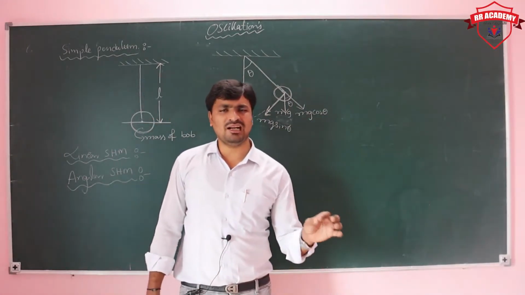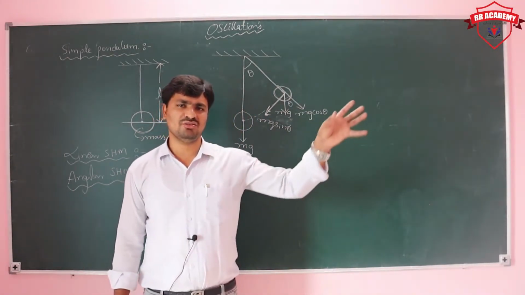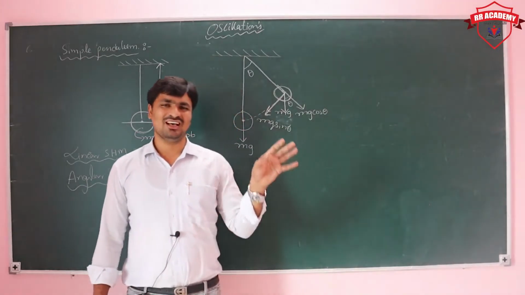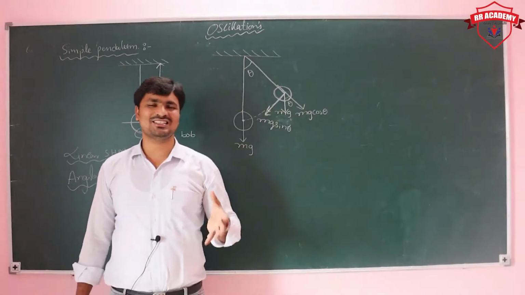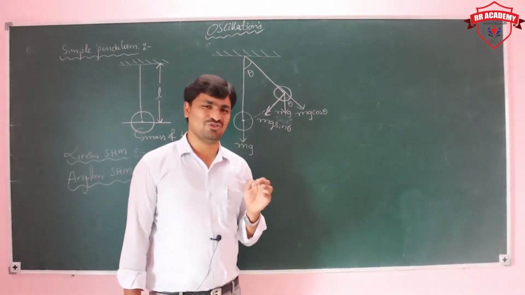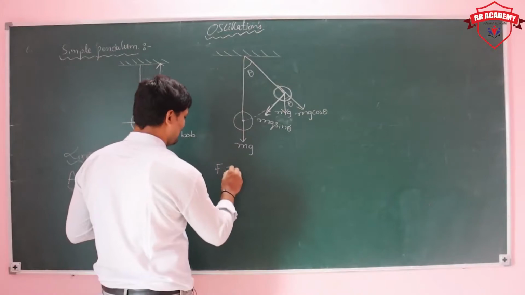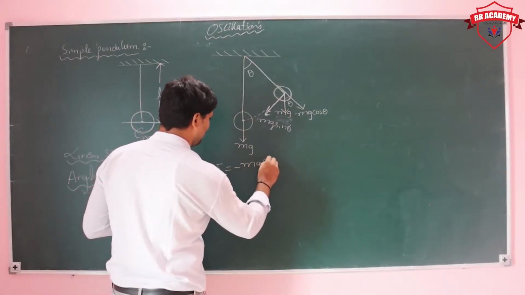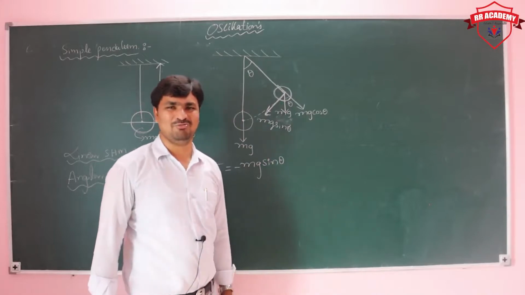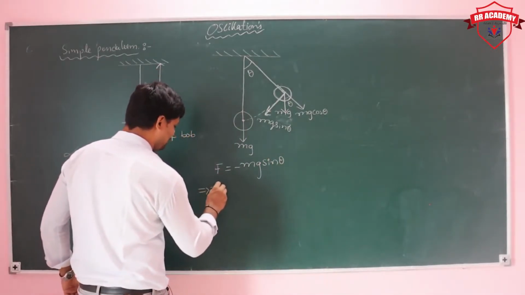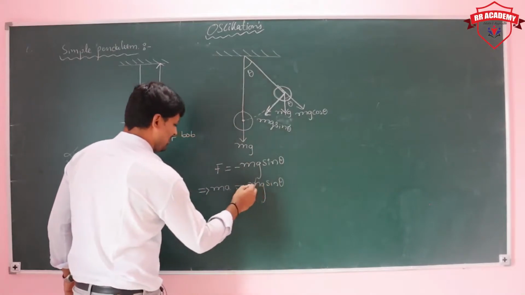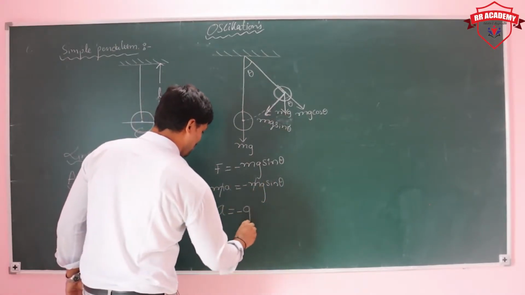In every situation the bob is always coming back to the mean position because of the restoring force. What is the restoring force? The force required to bring the particle towards its mean position. The restoring force is equal to minus mg sin theta, which always acts towards the mean position. So ma, mass of the bob into its acceleration, is equal to minus mg sin theta. The m cancels, then a is equal to minus g sin theta.